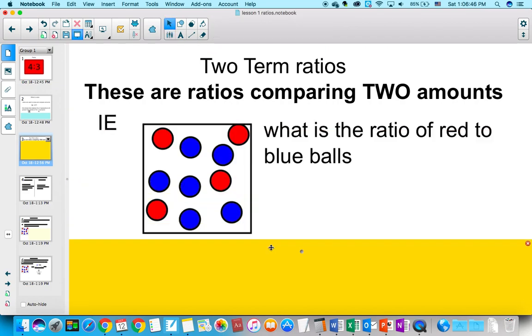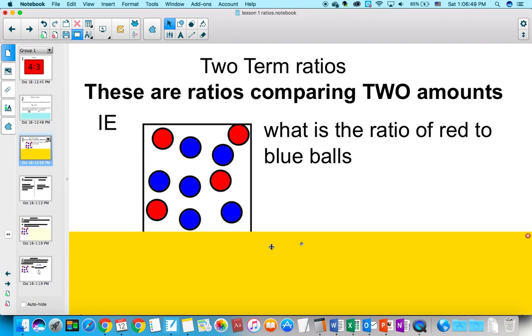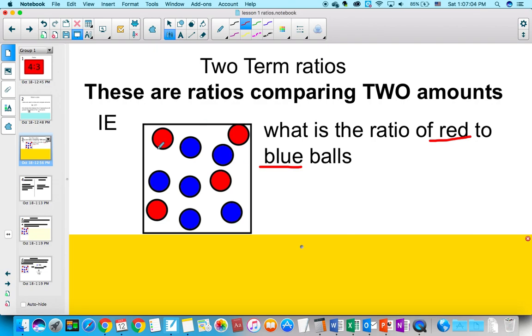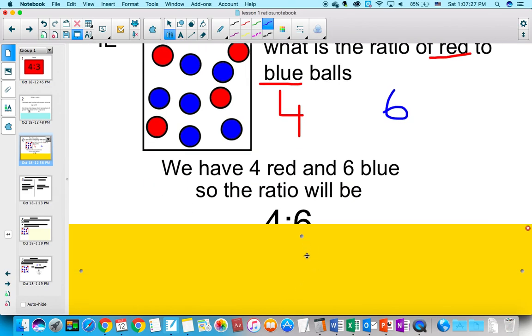So what is the ratio of red to blue balls? I find ratios are easier to show through examples, so I'm going to do a lot of examples. Well, we look at this box and we compare the 2 types of balls that we have. So we have red balls, 1, 2, 3, 4. So we have 4 red balls, and we have 1, 2, 3, 4, 5, 6 blue balls, right? And so we'd write this ratio as 4 to 6, right?